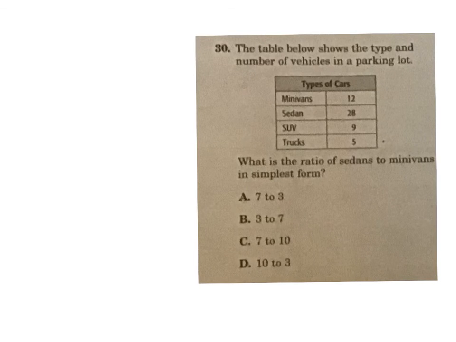Number 30 is a ratio question. We have a table of types of cars, and it's asking what is the ratio of sedans to minivans. So sedans comes first. Sedan is 28 to, and minivans is 12. Now we want to get that in the simplest form.